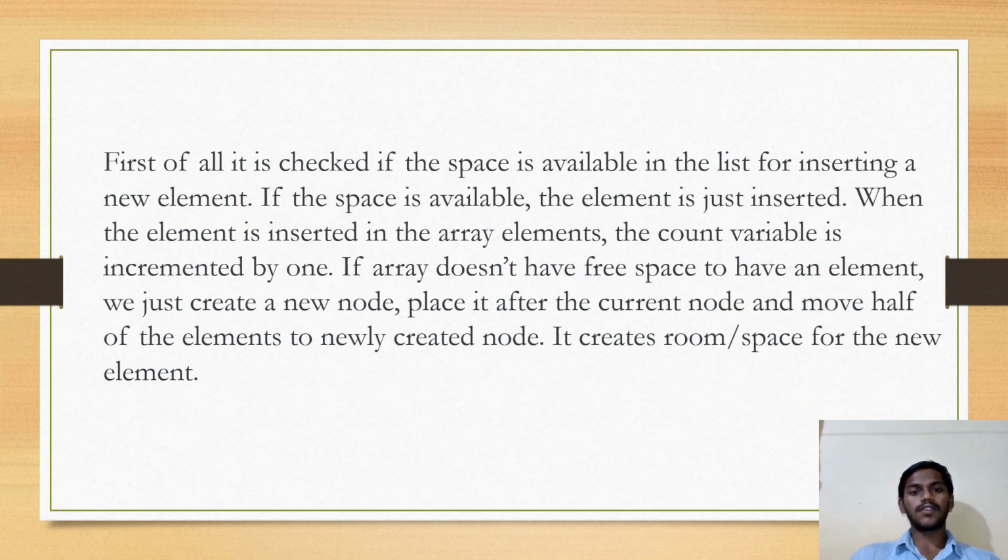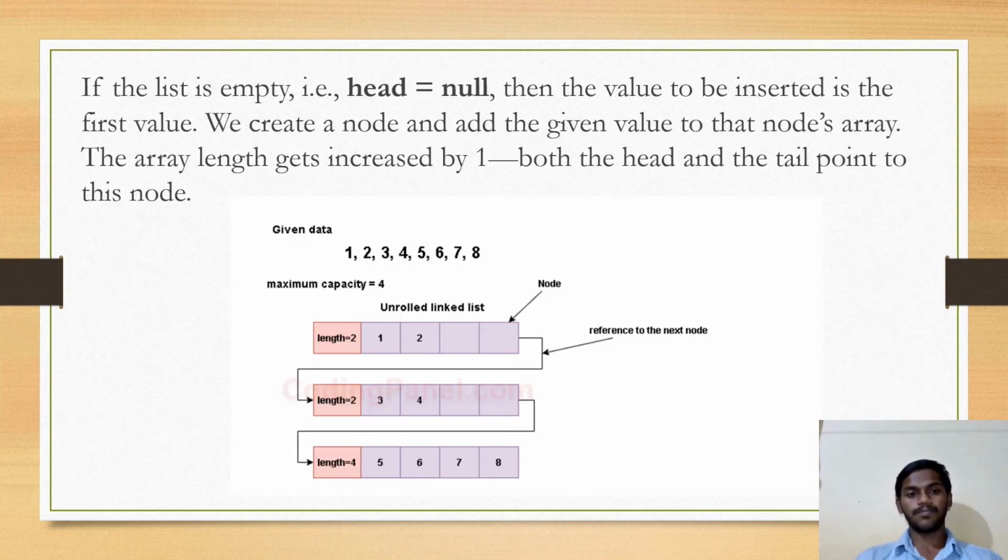Insertion. First of all, it is checked if space is available in the list for inserting a new element. If the space is available, the element is just inserted. When the element is inserted in the array, the count variable is incremented by 1. If the array doesn't have free space for an element, we create a new node, place it after the current node, and move half of the elements to the newly created node. It creates room for the new element.